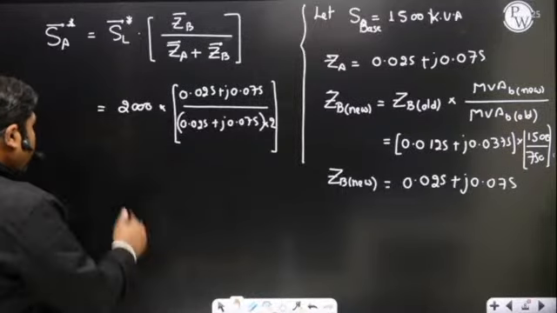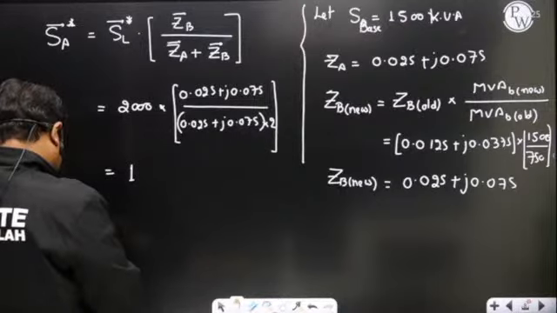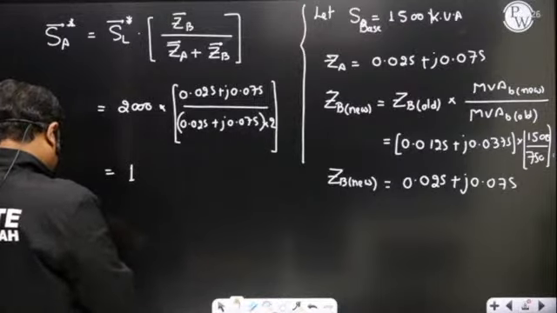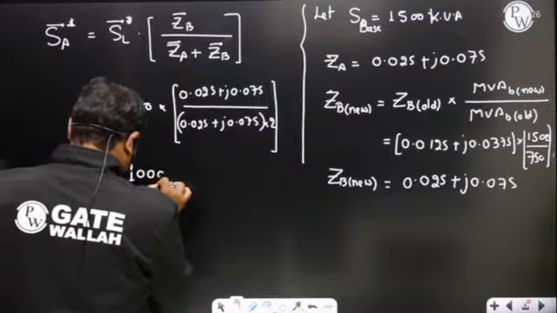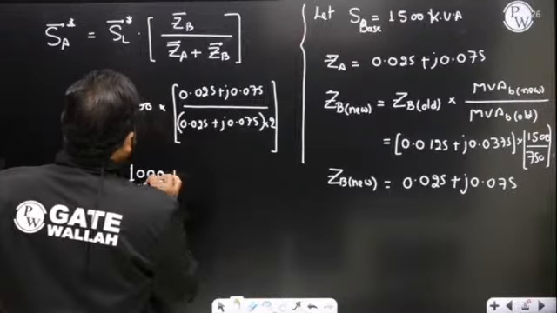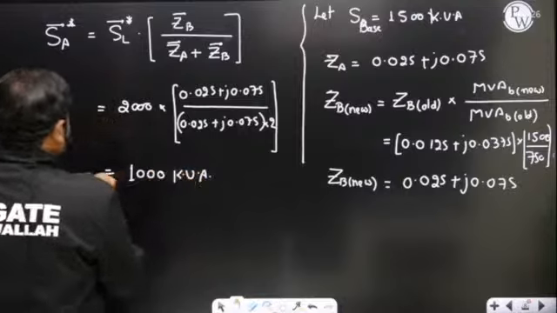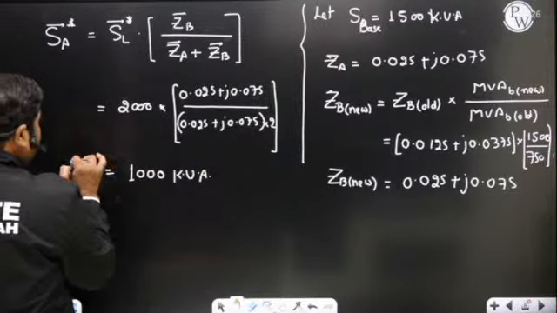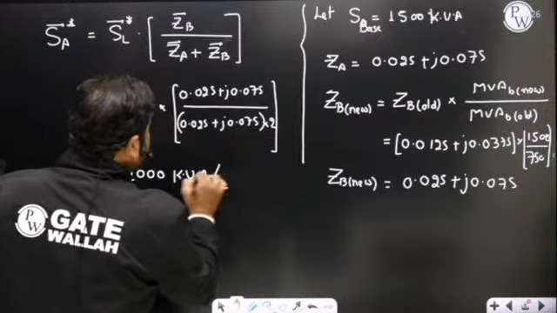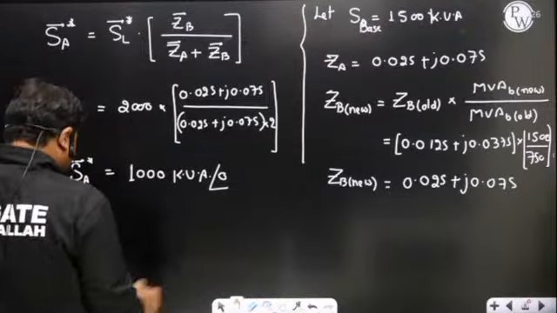So this will be 1000. Yes, sir. One thousand kVA. So it means the 1500 kVA transformer is going to share the load of this one. Yes, sir. At an angle 0 only.